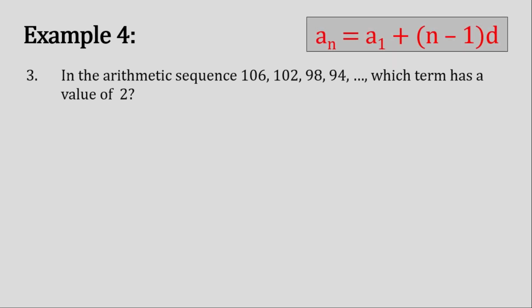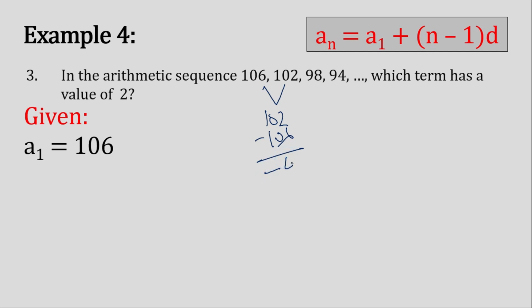Again, let's remind ourselves with the formula. Now let's enumerate the given. We have 106 as our first term. As you can see, the sequence is decreasing. So we need to compute for the common difference here. We have 102 minus 106. So the common difference will be negative 4. So common difference is negative 4.